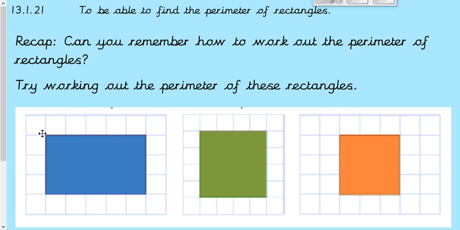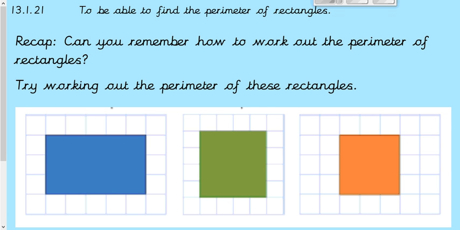So in school, I would get you to do it on your whiteboard. At home, in your books or on a piece of paper, could you have a go at trying to work out the perimeter of these rectangles? Okay. If you know how to do it, pause the video now and try and work it out. If you don't, I'll go through the first one with you.